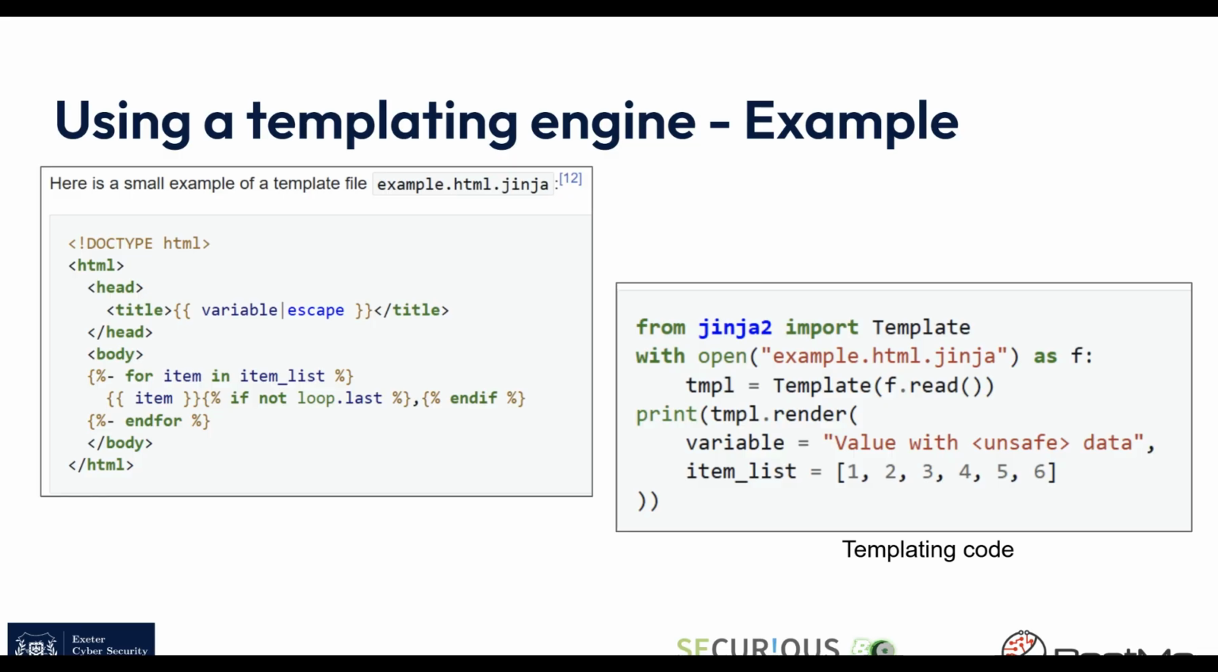So as you can see, there's a loop on something, for item in item list, nice. Item list being defined here, so we can think it's just going to iterate. And if not loop dot last, then end if. What do you think is going to be printed here? Any ideas?